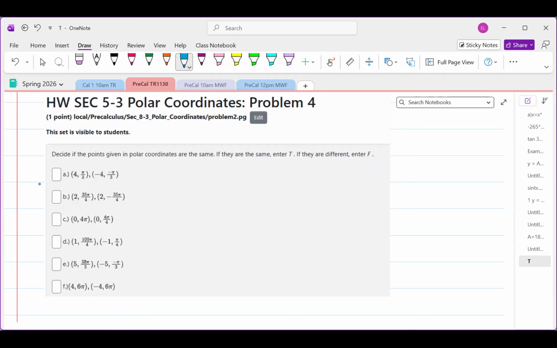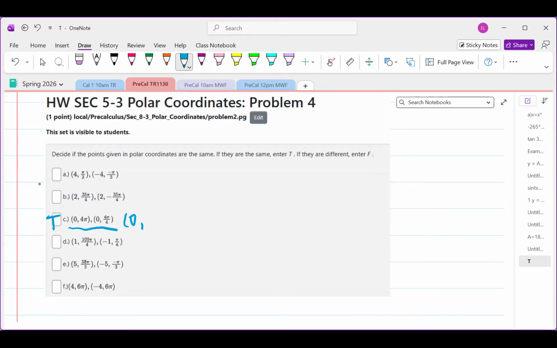But on some of these, we can actually reason through. Like C here is a very special case. 0, 4 pi and 0, 4 pi over 4. The radius here is 0. When the radius is 0, that point is on the origin. So these are the same point.